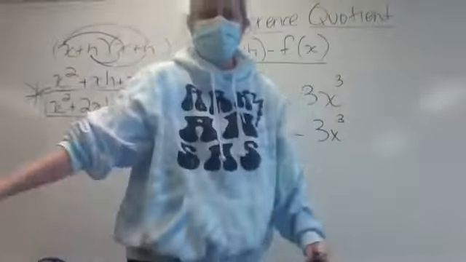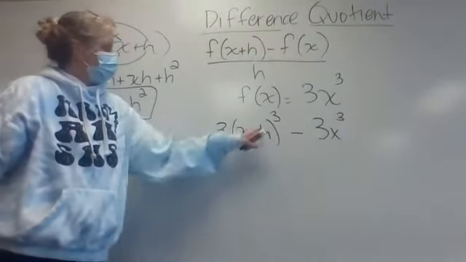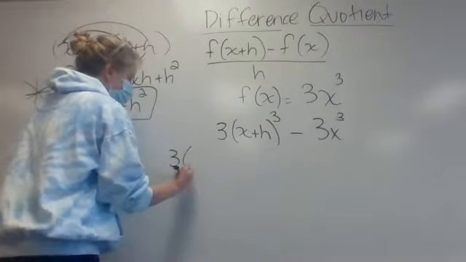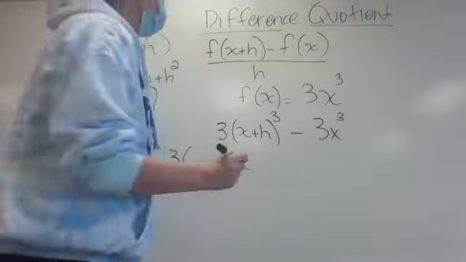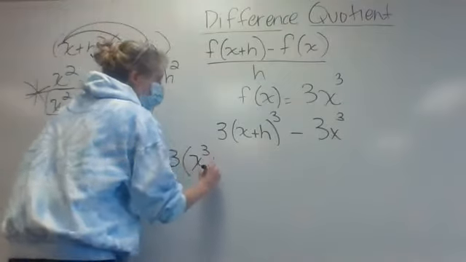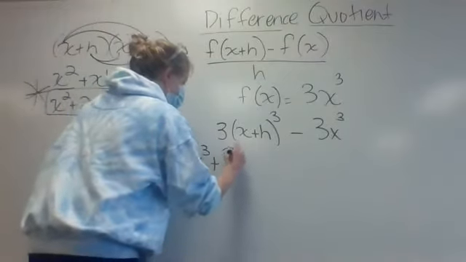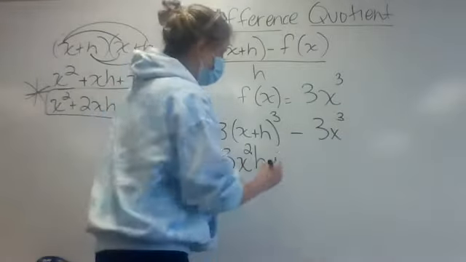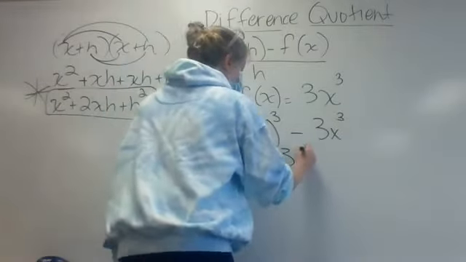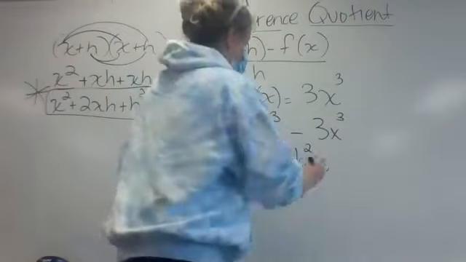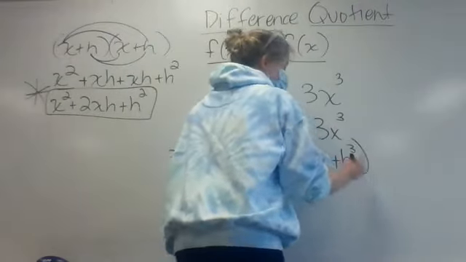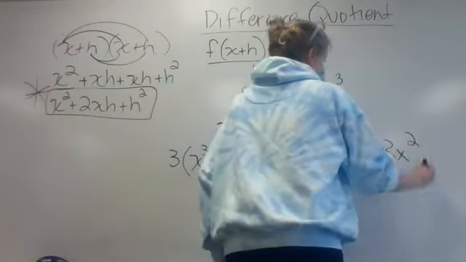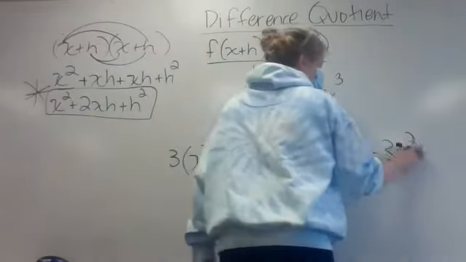So now back to the problem. What do I put here? Everything I got over there. So I'm going to just bring down the 3. x cubed plus 3x squared h plus 3 with the h squared x plus h to the third. Then just bring down the minus 3x to the third.